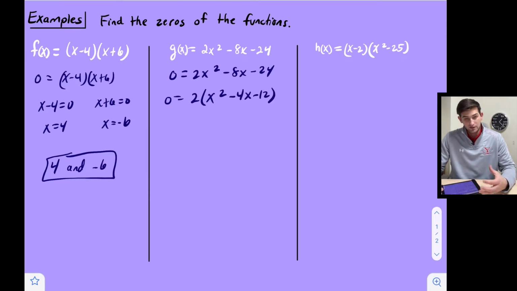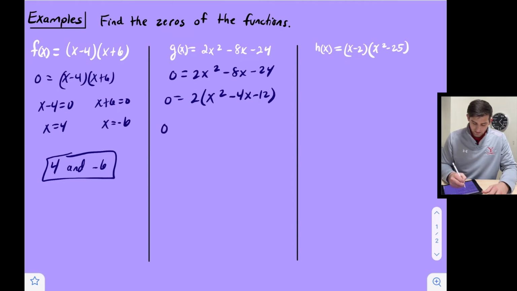Now we can factor what's inside the parentheses. It's just a trinomial, and a is 1. So we just need to find what two numbers add to b and multiply to c. What two numbers add to negative 4 and multiply to negative 12? Well, we're multiplying to a negative, so one of our values needs to be positive and one needs to be negative. So we can say 0 equals, we're going to keep that 2 out there for right now, x minus something and x plus something.